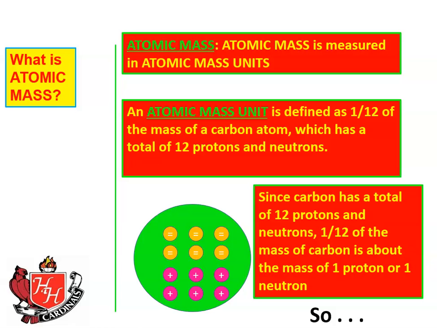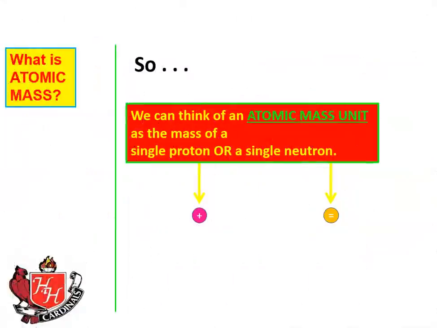So the carbon has a total of 12 protons and neutrons. You count them there. 1/12 of that mass of carbon is about the mass of 1 proton or 1 neutron. So we can think of an atomic mass unit as the mass of a single proton or a single neutron. And that's the way we're going to think about it. We're not going to worry about this 1/12 of a carbon atom definition. It's just a proton has a mass of 1 atomic mass unit. A neutron has a mass of 1 atomic mass unit.